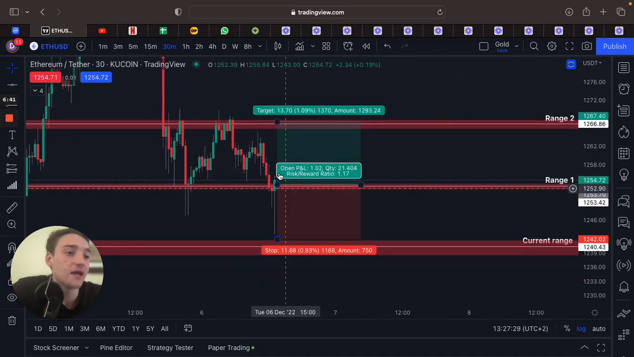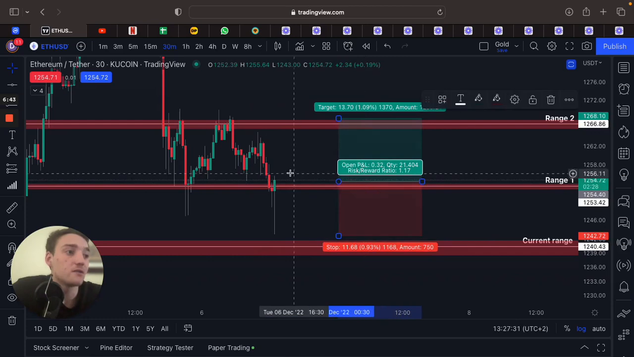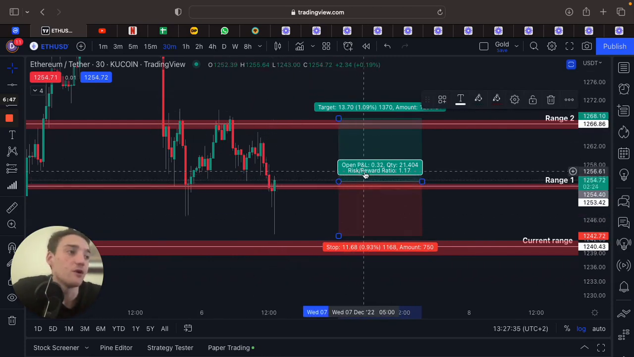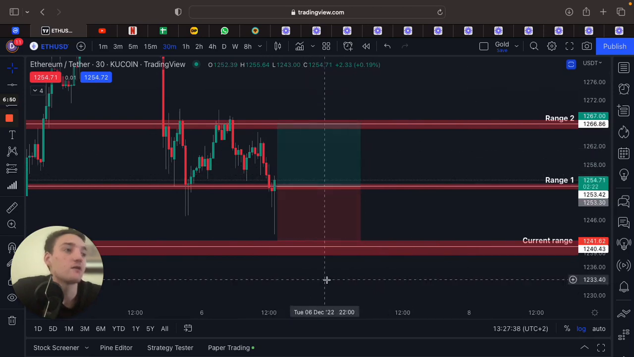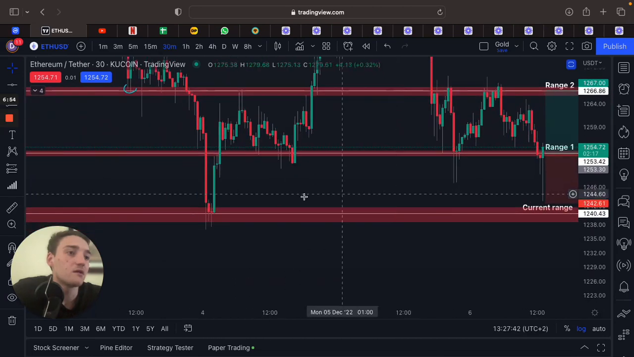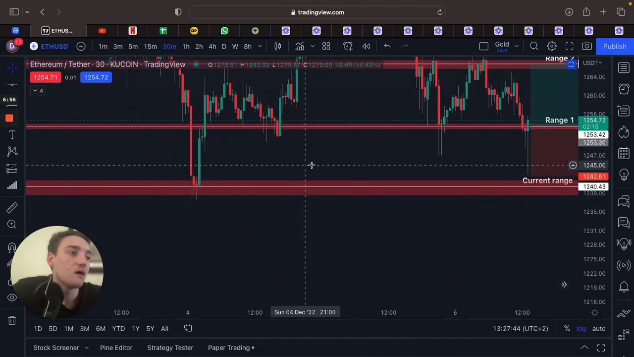So for our next entry, you would have to wait. You're not going to go in on this closure. You're waiting for that pullback, and then you go in. So I'll be expecting a pullback kind of like that. Stop loss would have to be below this wick over here. You can see, yeah, that's valid.